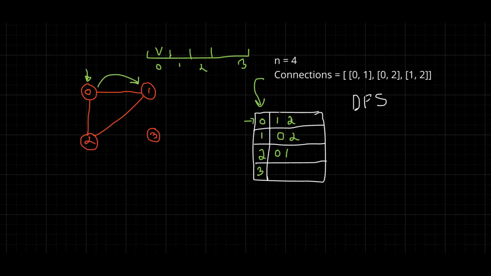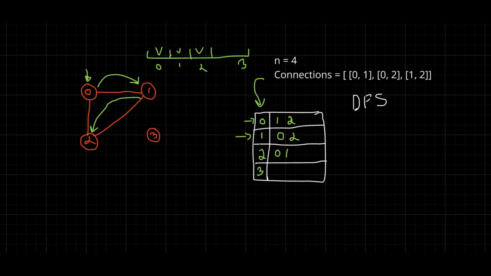Now, make 1 visited. And from 1, we can go to 0 or 2. So here we can see that 0 is already visited, so we cannot go to 0. So let's move on to 2. From 1, we will go to 2 and make 2 visited.